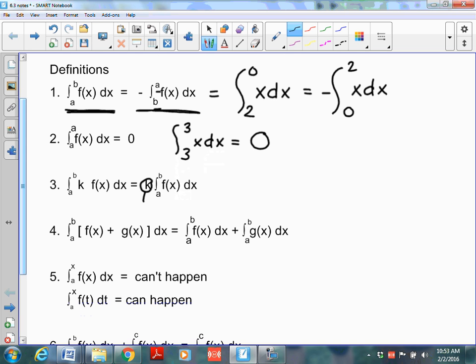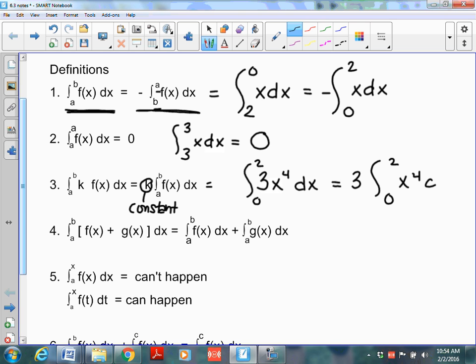Okay, the next one is another important one. K stands for constant. Remember the rule that I said about deriving constants? Do you remember that rule? The rule is to just carry the constant along to derive. Same thing with integration. If you see 3x to the 4th dx from 0 to 2, if you don't want the 3 in there, you can take the 3 out and only derive the x to the 4th. I don't know why you would do that in this situation, but you will use this.